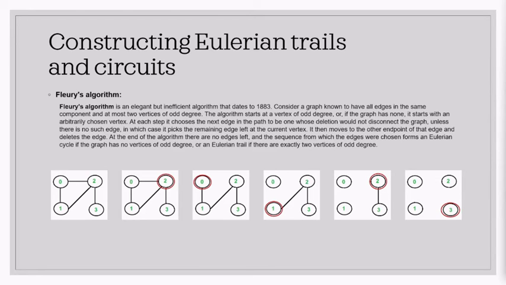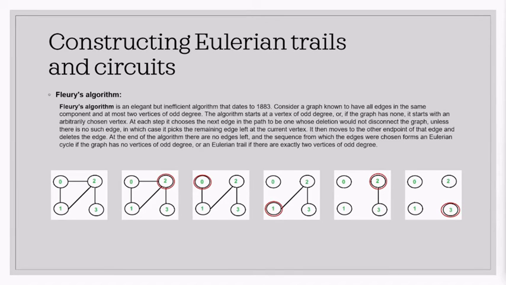At the end of the algorithm there are no edges left, and the sequence in which the edges were chosen forms an Eulerian cycle if the graph has no vertices of odd degree, or an Eulerian trail if there are exactly two vertices of odd degree.